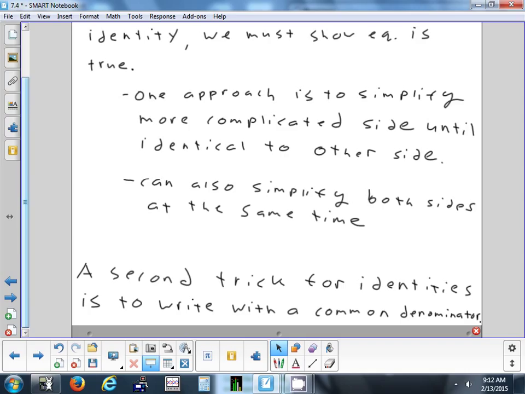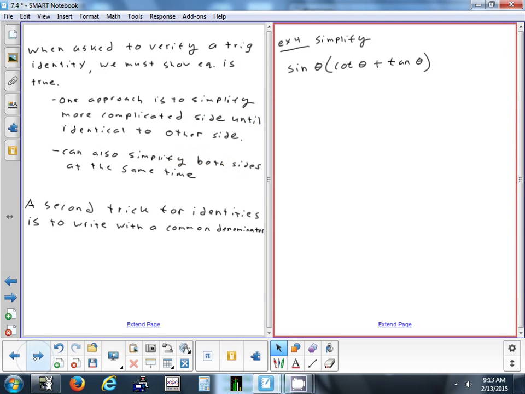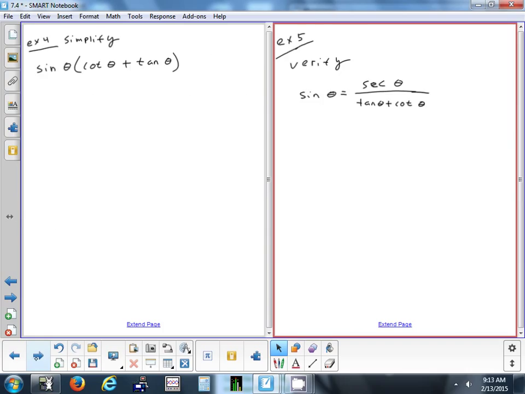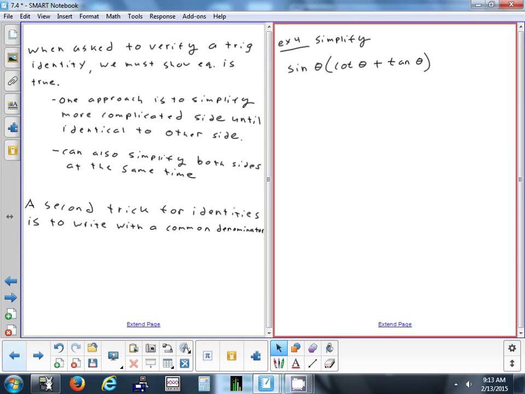Okay, so a second trick that we can use to simplify identities is to find a common denominator. And finding a common denominator. Let me show you an example of what a verify problem looks like. Let's see if I got one. Okay, so actually we'll do one more simplify, and then there's a verify. Okay, you've got something on the left, something on the right. Start with the more complicated side, and we'll change it into the simpler side. Okay, but again, at least with the verify, you know where to start, you know where to stop. Unlike simplify, you just keep going until it looks as simple as you think it is. As simple as you can make it.